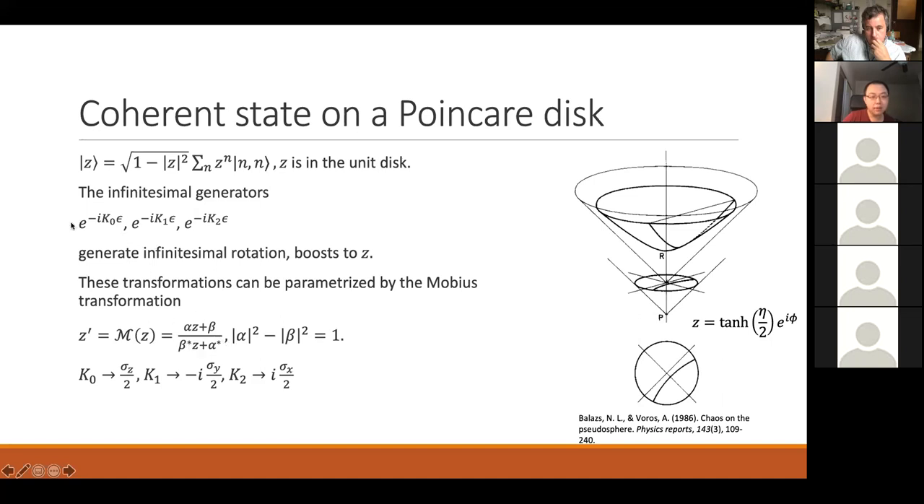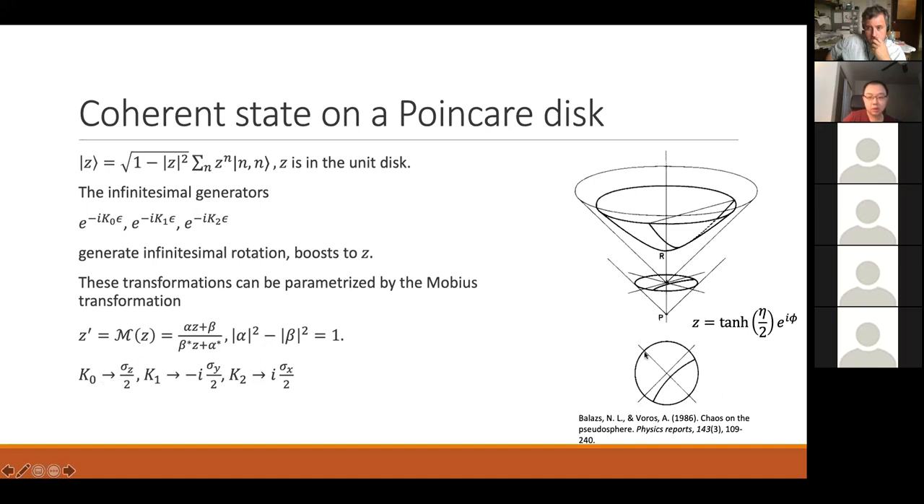Then we can correlate the dynamics which is generated by the element in the SU(1,1) group to the displacement of the coherent state, which is parameterized by Z, from one point to another point. And this correlation is represented by this transformation. Under this representation, we have K0 equals Pauli sigma z divided by 2, K1 is minus i sigma y divided by 2, and K2 is i sigma x divided by 2. The i showing up here is because we have the SU(1,1) algebra instead of SU(2).